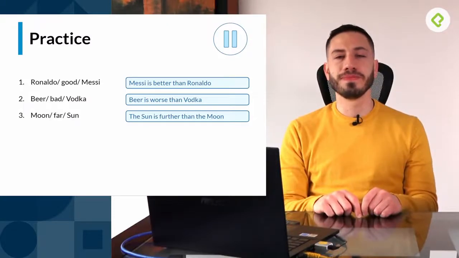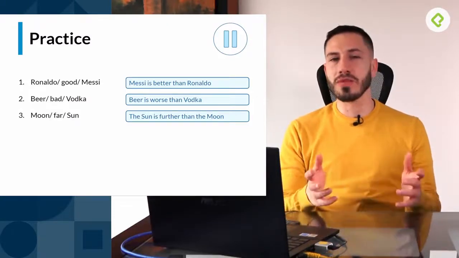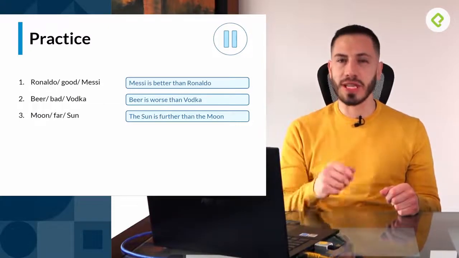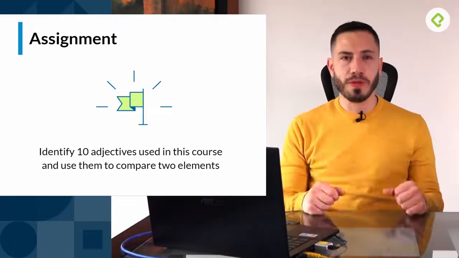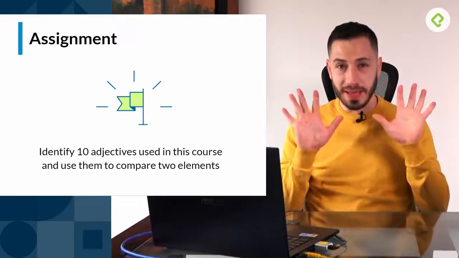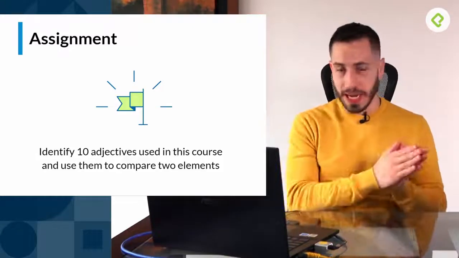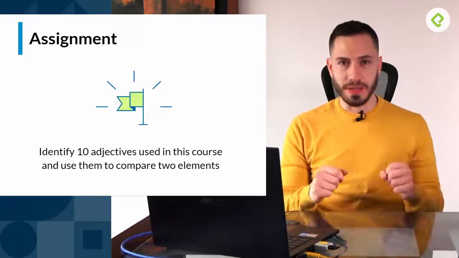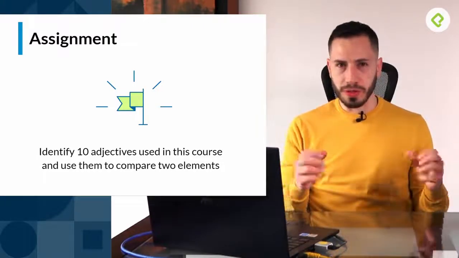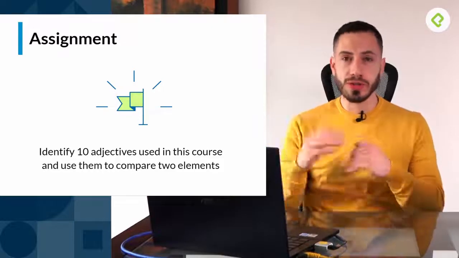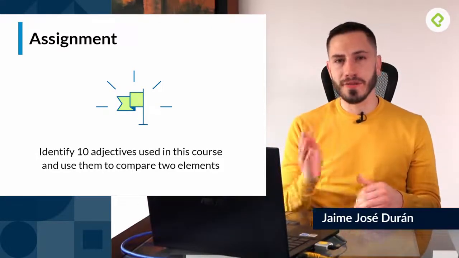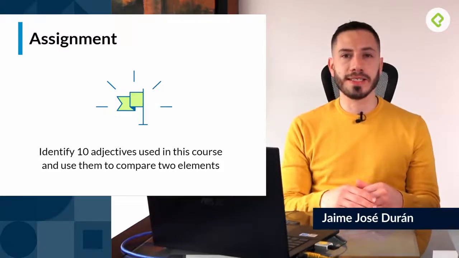How did it go? Well done. If you need to make any correction, this is the time to do it. Just make sure you understand the idea. The assignment for this class, I want you to identify 10 different adjectives from any of the words that we have learned in this course, and I want you to compare 2 elements. It could be 2 people or 2 things. Make sure you leave the notes in the discussion board because I am going to be reading them. After you do that, go to the next class. I'll see you there.